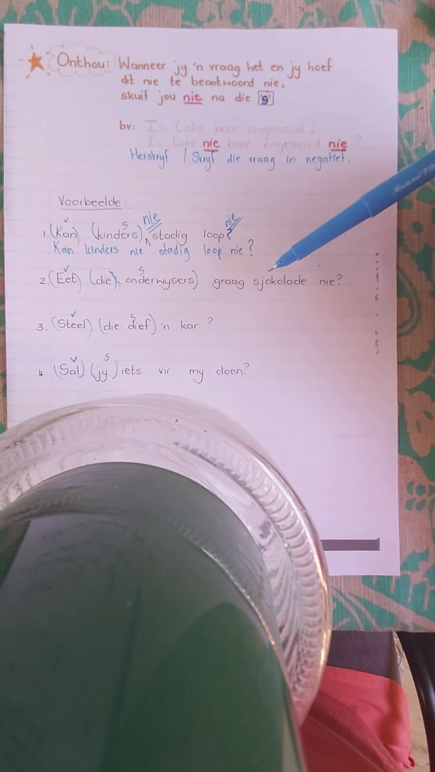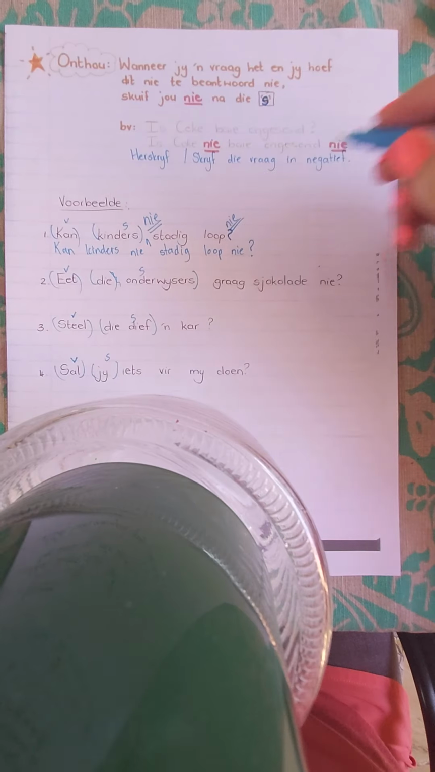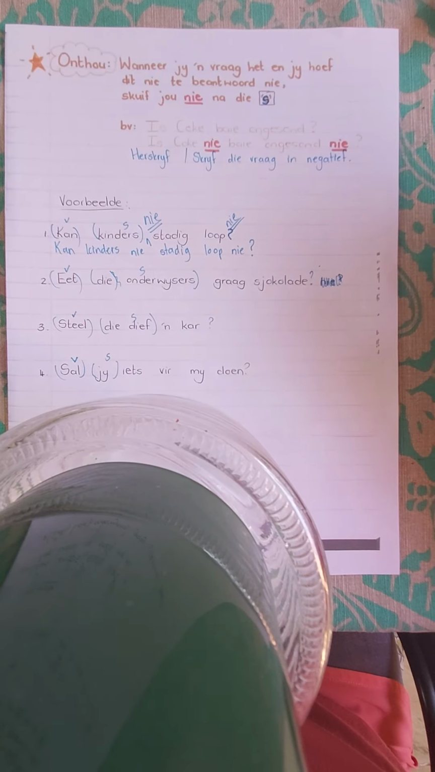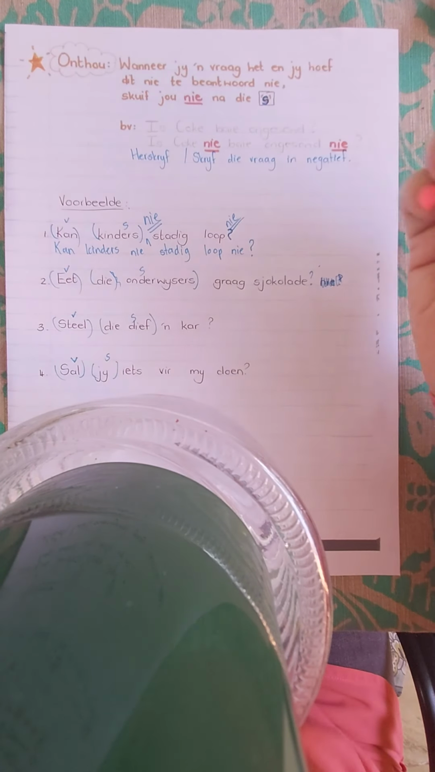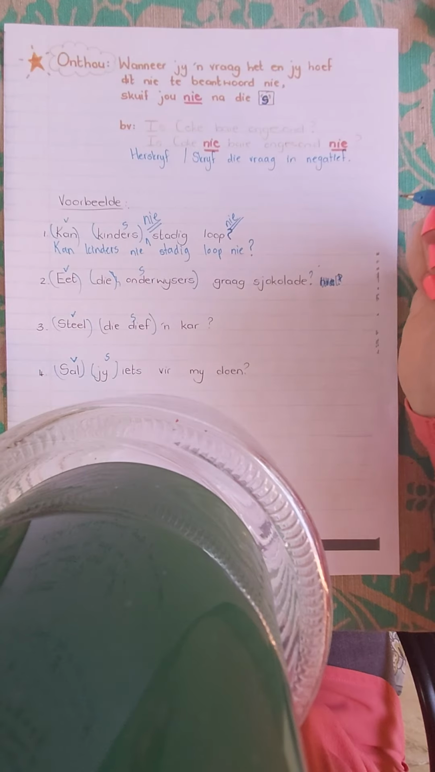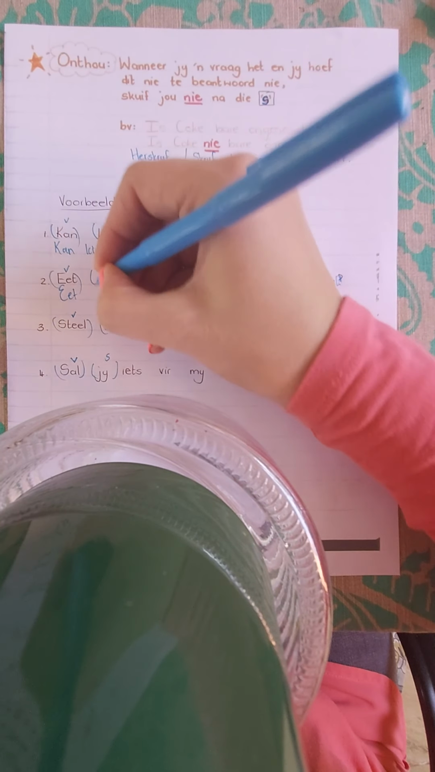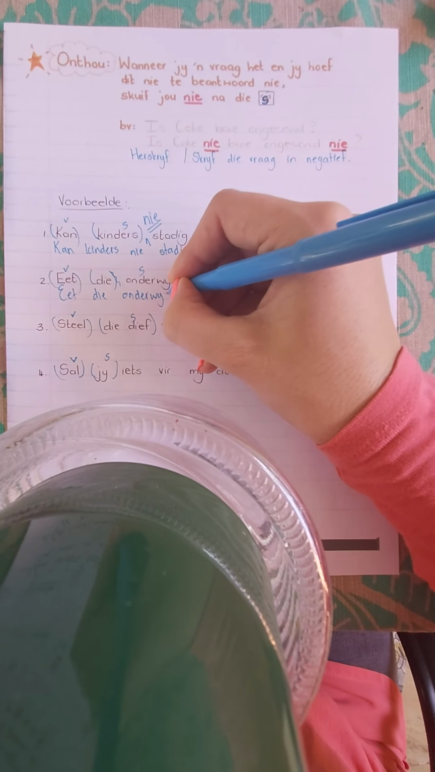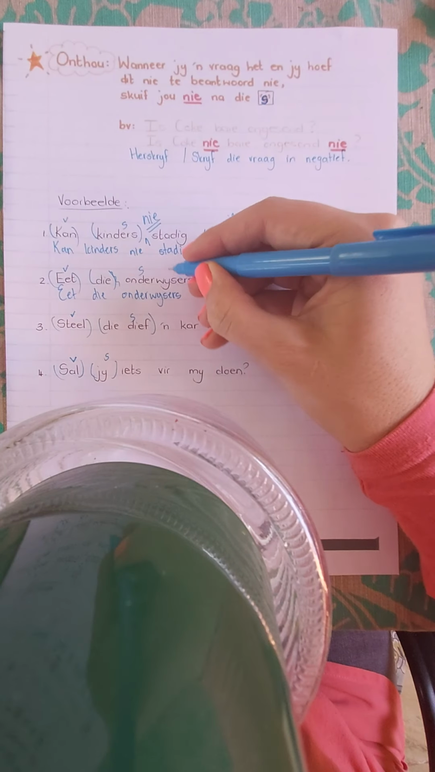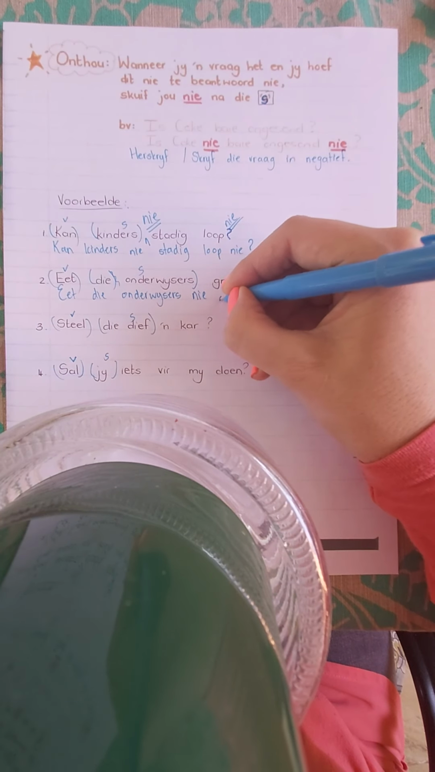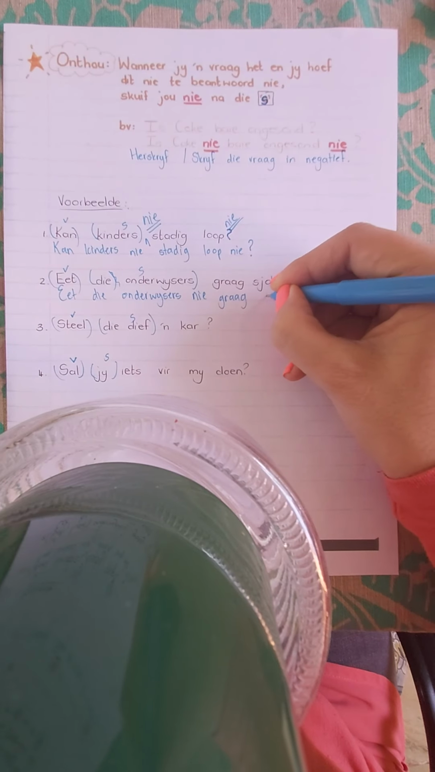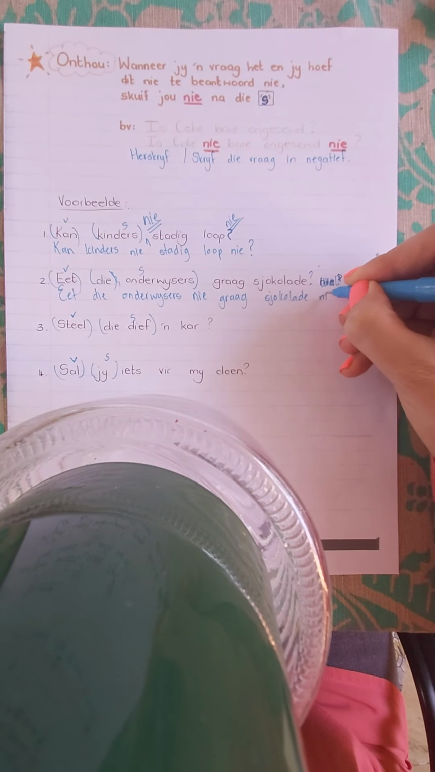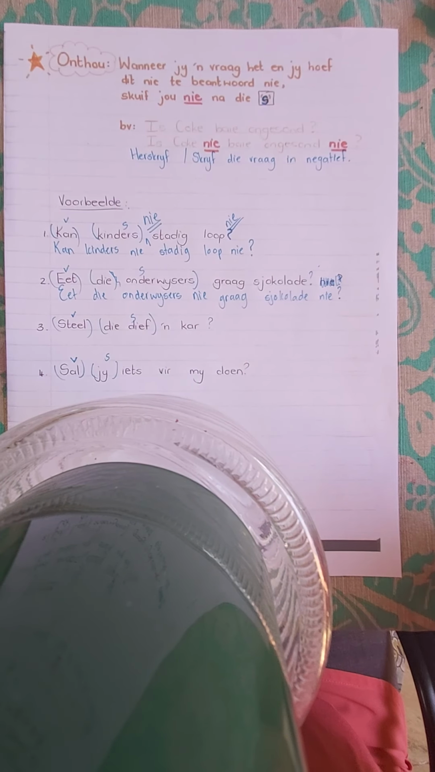Eet die onderwysers graag sjokolade. I made a mistake there. Should be there. Eet die onderwysers graag sjokolade. I rewrite my question into another question, but a negative one. So eet die onderwysers. Remember, the nie now goes after the subject. Nie graag sjokolade nie. And it stays a question.